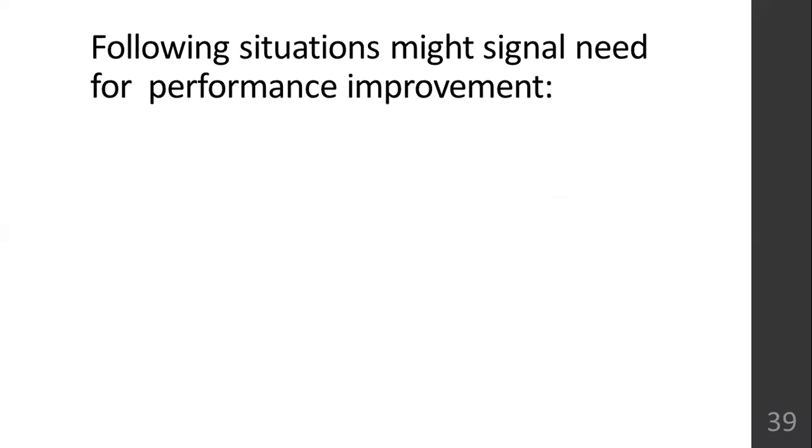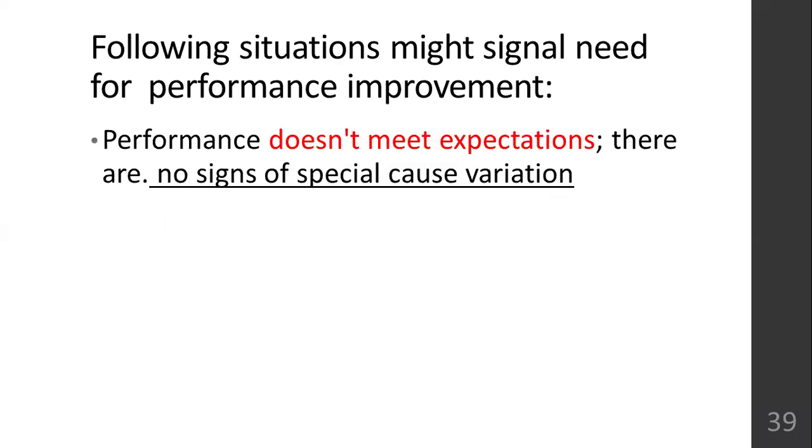So how will the auditor understand we need performance improvement in this department? First of all, if the performance does not meet the expectations, there are no signs of special cost variation, and on top of that, the performance does not meet expectations. Nothing drastic or unheard of ever happened in the department, and on top of that, the performance of the department is not up to mark. You definitely require an improvement model. You have to change a lot of things in your department.